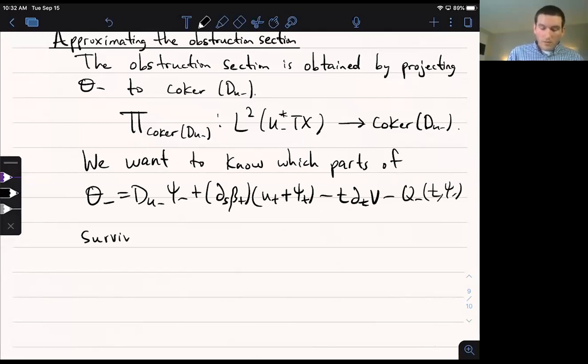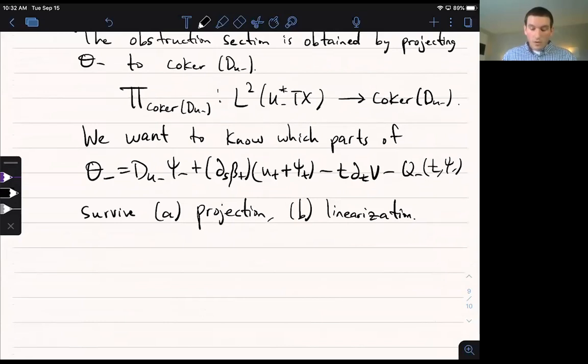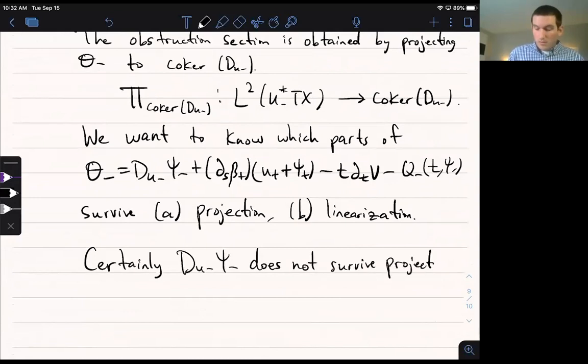So they need to survive A, projection, and B, linear. So two of these terms will just sort of immediately die. Certainly the first term dies when we project. And this quadratic term does not survive a linearization.